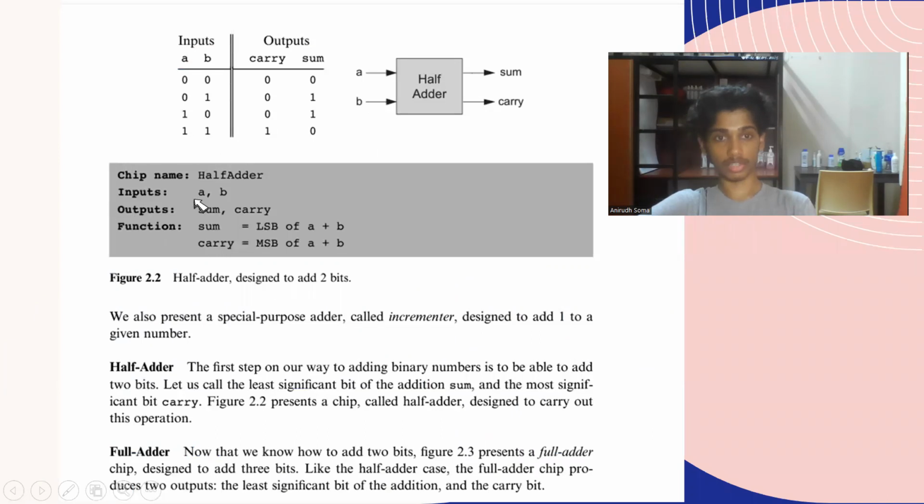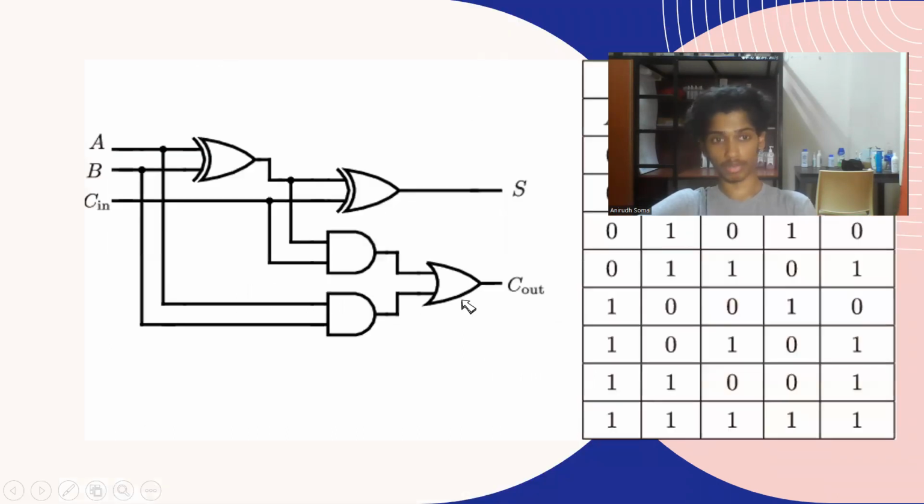So as we've seen, the half adder calculates sum and carry. Sum is the least significant bit of the sum of the inputs and carry is the MSB. So this is a half adder. You give A and B and you get sum and carry.